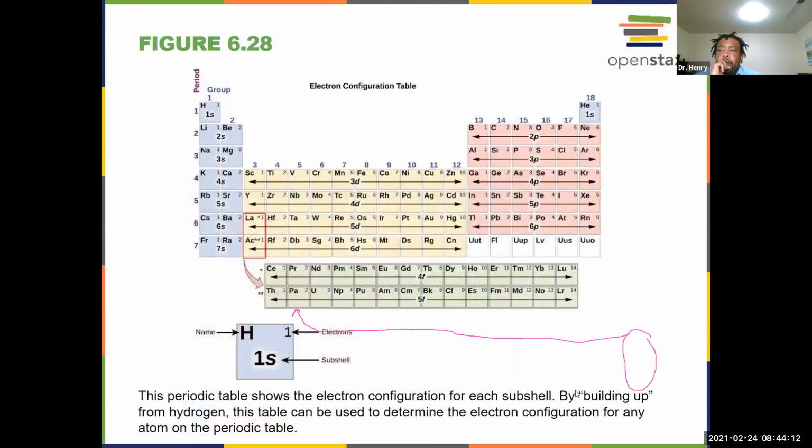The thing that we always want to remember is that after we go to the 4S, this is actually the 3D, right? And then after we go to the 6S, we go down to the 4F. So you go 6S, 4F, and then 5D. Are you with me? Okay.